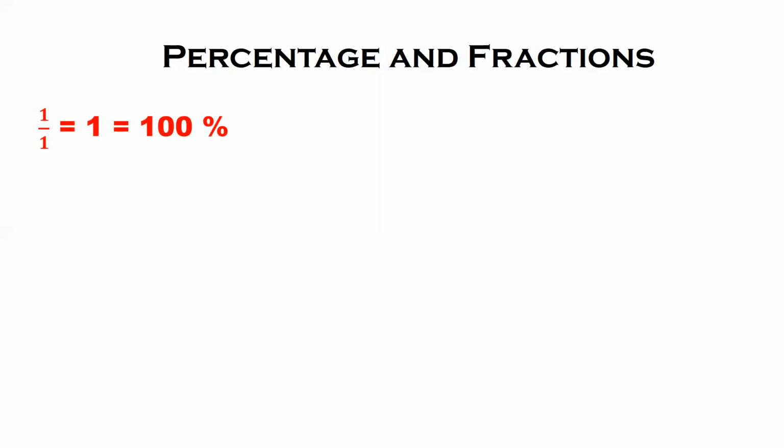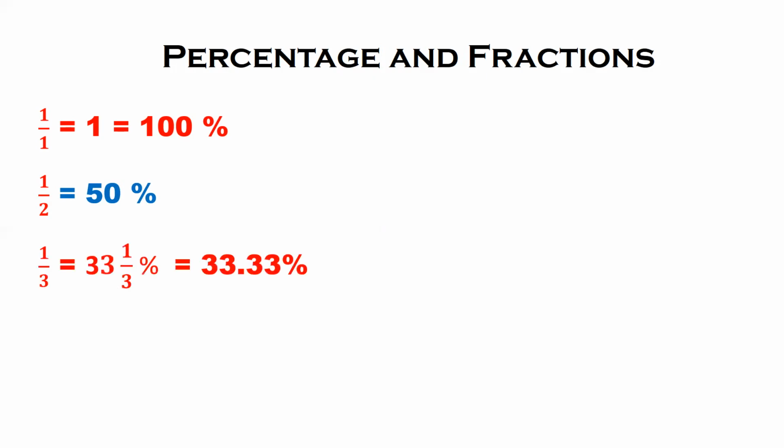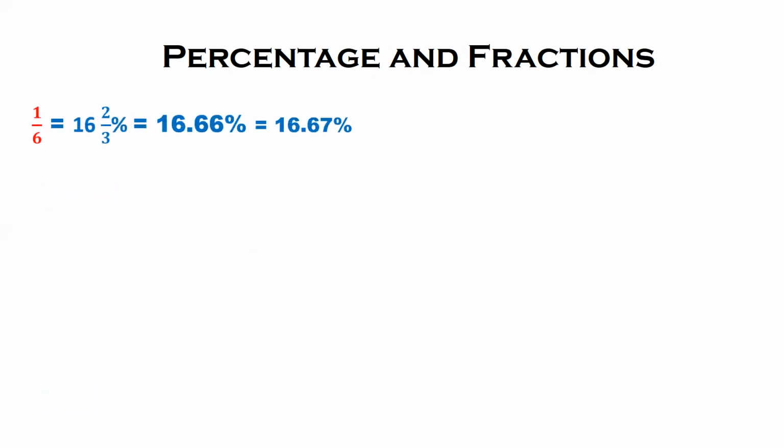To solve these questions, you must know the fractions as we have discussed in the previous video of percentage. 1 by 1 is equal to 100%, 1 by 2 is equal to 50%. Students must know these fractions and corresponding percentages to solve these questions in mind. 1 by 3 is equal to 33 1 by 3% or 33.33%. 1 by 4 is equal to 25%, 1 by 5 is equal to 20%. 1 by 6 is equal to 16 whole 2/3% or 16.66% or 16.67%.